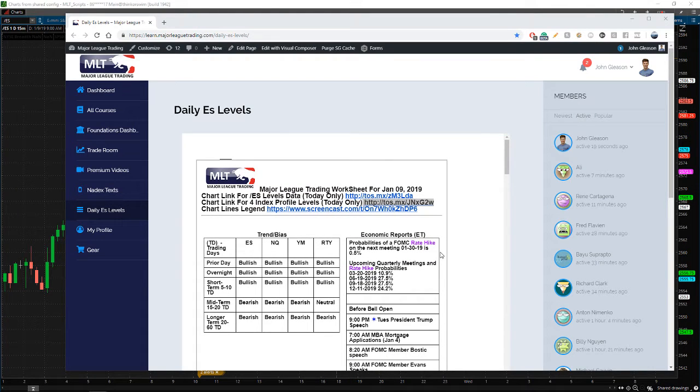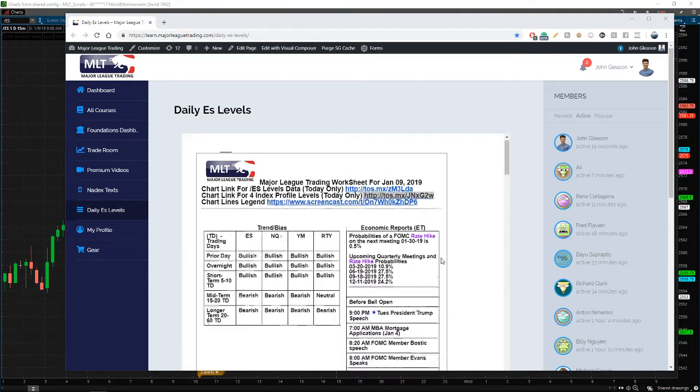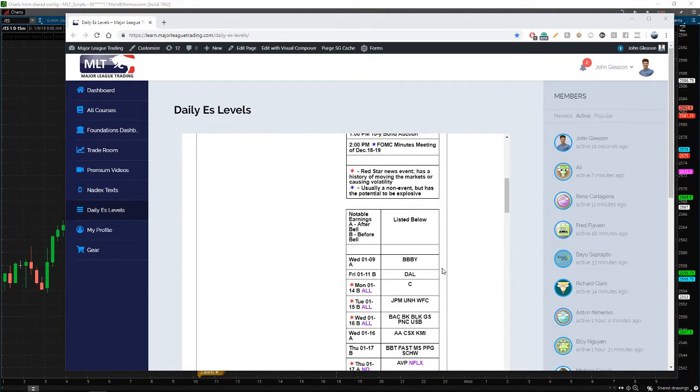Trend biases of the prior day: ES bullish, Nasdaq bullish, Dow bullish, Russell bullish. Overnight, ES bullish, Nasdaq bullish, Dow bullish, Russell bullish. Shorter term time frame, guys, same thing. Spare you the repetitiveness. And then on the midterm and longer time frame, midterm ES, Nasdaq, Dow is bearish. So Russell has moved into neutral territory today. And on the longer term time frame, we are still bearish in all four indexes.